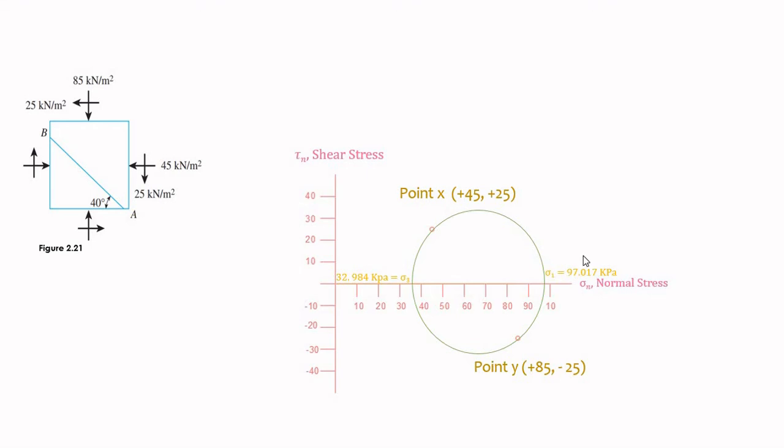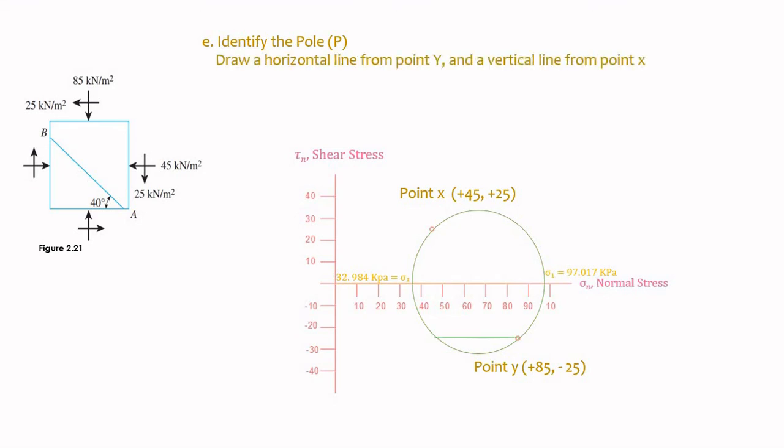So in locating the pole, we have to check the reference on the soil element. So again, this is point Y and this is point X. So point Y is a horizontal line. So from point Y, we draw a horizontal line towards the circle. And then point X on the soil element is a vertical. So we draw a vertical line from point X to intersect the circle as well. So where the two lines intersect, that is your pole or P.